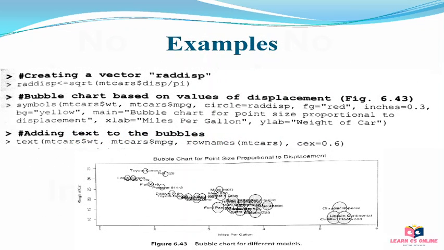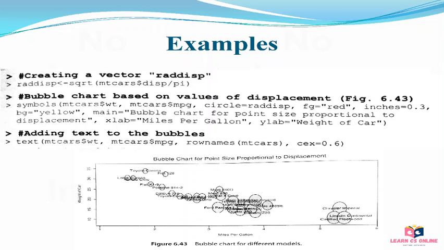This slide gives the examples and visual representation of using the symbols function. The first command creates a vector raddisp which stores the calculated values corresponding to each value of disp in mtcars. The higher the value of disp, the higher is the corresponding value of raddisp. This is created because the radius of the bubble for each model should be defined depending upon the disp value. The original disp value is high and cannot be considered as the radius of the bubble.